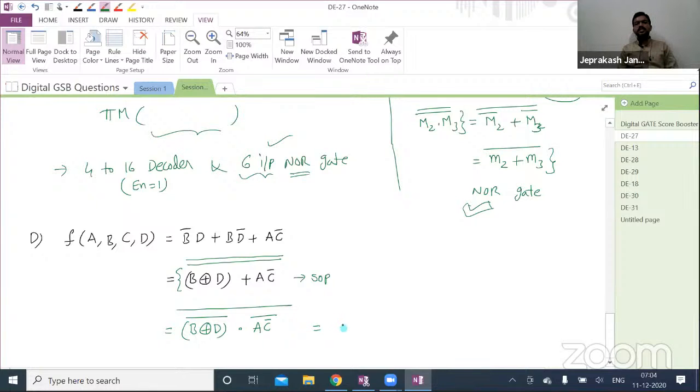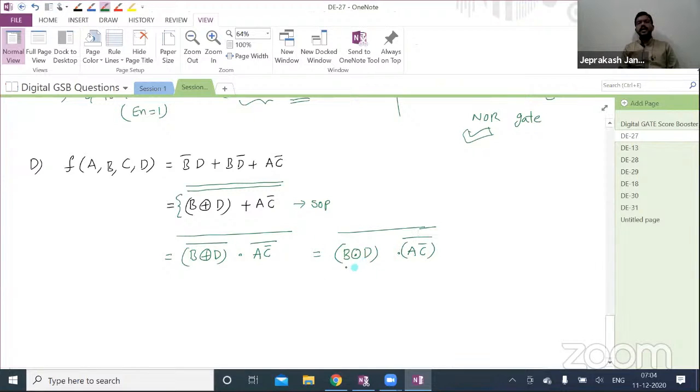B XOR D complement, that is nothing but B XNOR D. You can write complement of XOR is nothing but XNOR. Then you're having the actual complement as it is. Now write this particular expression, B XNOR D. How many two input NAND gates do we require? Let us verify.